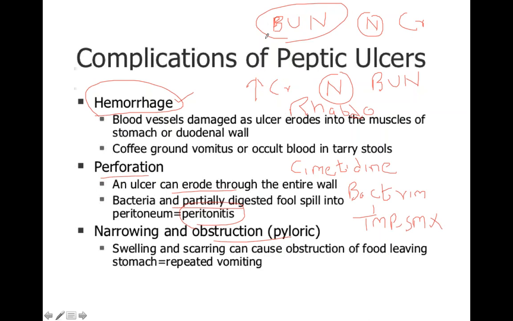So we have increased BUN level with normal creatinine. It is seen in case of steroid abuse and also in case of upper GI bleed. And increased creatinine with normal BUN level is seen in rhabdomyolysis, cimetidine, or Bactrim use, okay. Clear? So this is for ulcers.